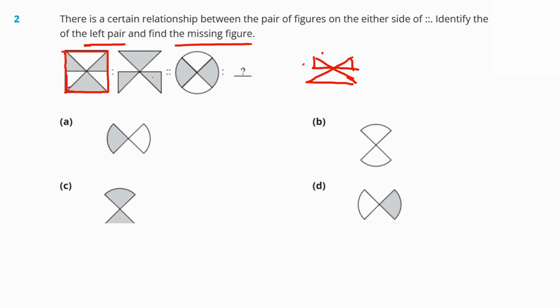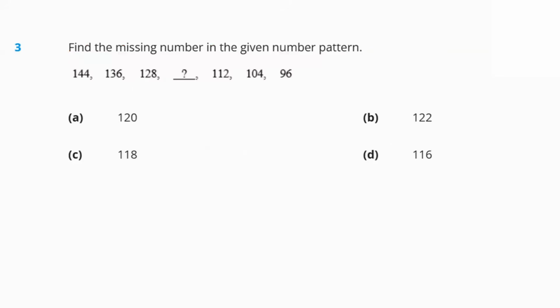What's done next? It has been flipped upside down, or turned around. If we remove the border, we'll get two parts which are shaded. That's only in option C. None of the other options have two parts shaded like this after the circle is removed. So option C is our correct answer.